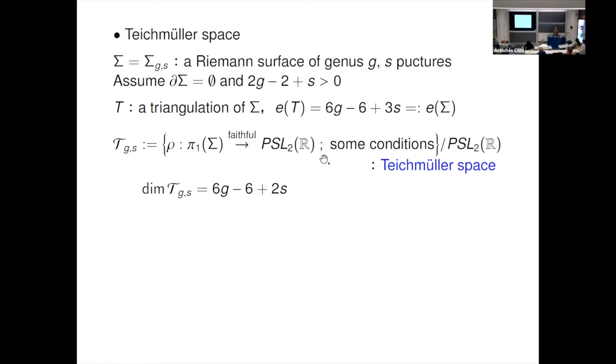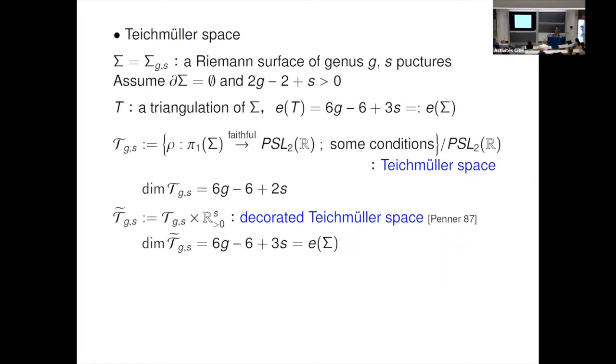So actually, the original definition of the Teichmüller space is a very analytic one. But today, I take an algebraic one, by using representation. So this is a set of faithful representation, PSL2R representation of the fundamental group pi1 of the surface, and with some conditions, and modulo the diagonal action of PSL2R. So I take this definition today. So the real dimension of this space is given by this number. And actually, this number is less than the number of edges by s. So this is a point.